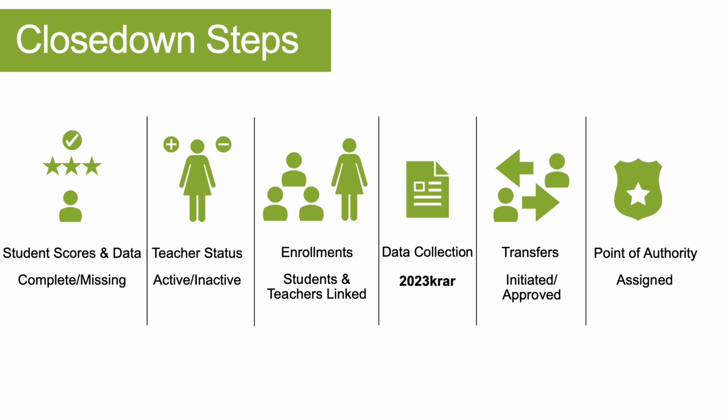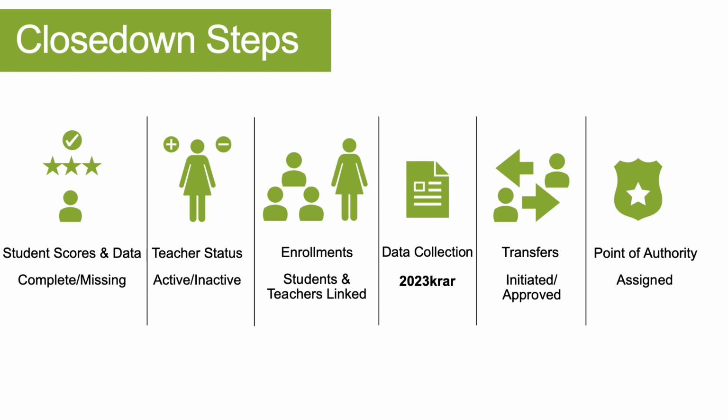As it relates to enrollments, make sure that students are linked to teachers. When we get support requests, oftentimes we hear a teacher can't find their students, a student isn't showing up for a teacher, or we're unable to locate a student. Oftentimes it's because the student has not been linked. So we want to make sure that the enrollments are correct. The data collection token for this year is 2023 KRAR. We want to make sure that that is associated correctly with the students.